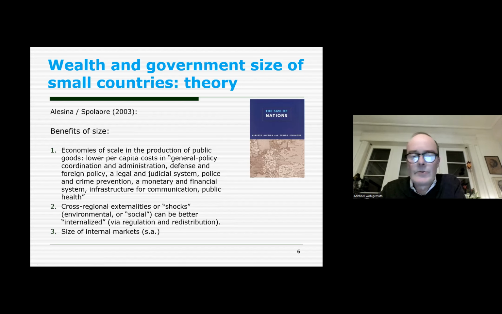So what is good if you live in a larger country? Again, the economies of scale in the production of public goods. Think of coordination and administration of general policy of defense, foreign policy, the legal and judicial systems, police and crime prevention, the monetary financial system.